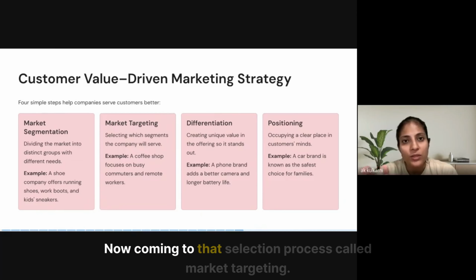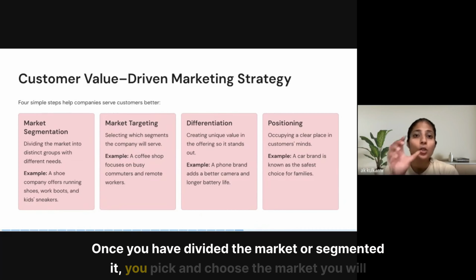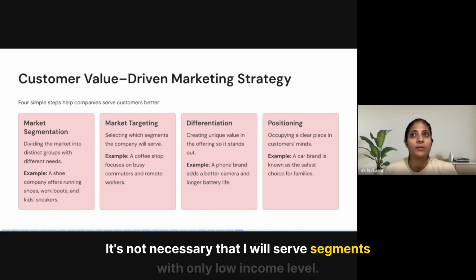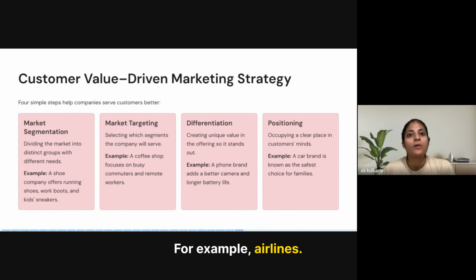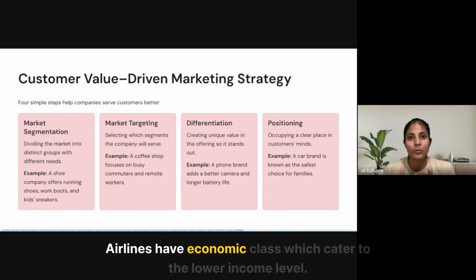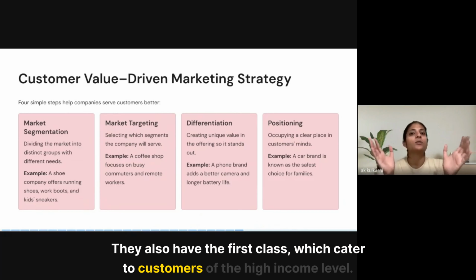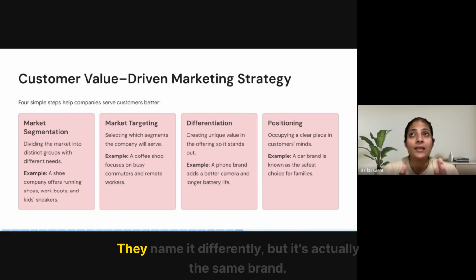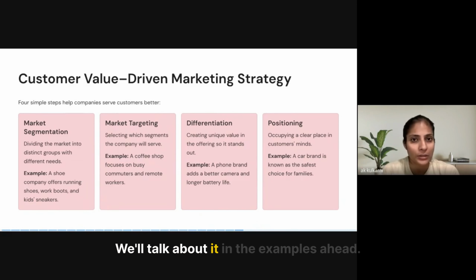Now, coming to that selection process called market targeting. Once you have divided the market or segmented it, you pick and choose the market you will serve. It's not necessary that I will serve segments with only low income level. I can be serving a high income level also. For example, airlines have economy class which cater to the lower income level. They also have the first class which cater to customers of the high income level. Similar strategies are followed by many fashion brands as well. They name it differently, but it's actually the same brand. We'll talk about it in the examples ahead.